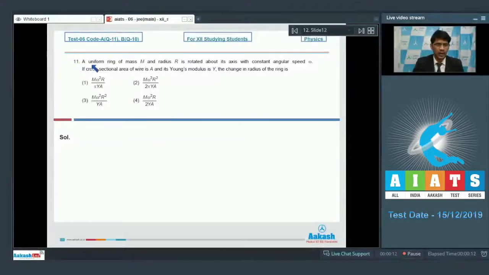In question number 11, a uniform ring of mass m and radius r is rotated about its axis with constant angular speed omega. If the cross-sectional area of the wire is A and its Young's modulus is Y, the change in radius of the ring is. First, we need to find the tension that will be developing in the ring.